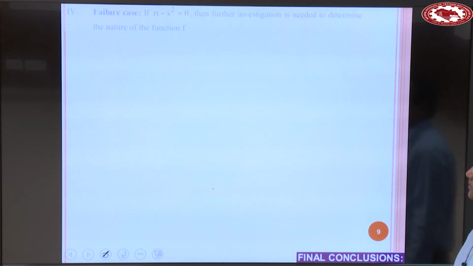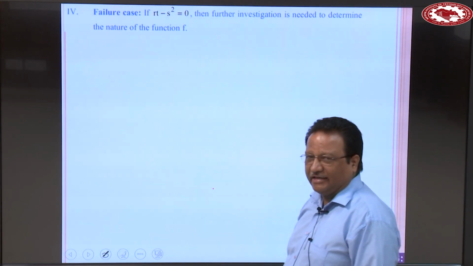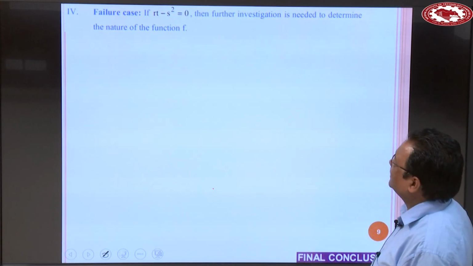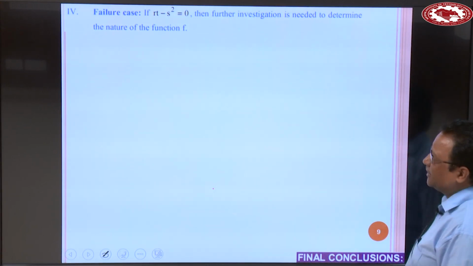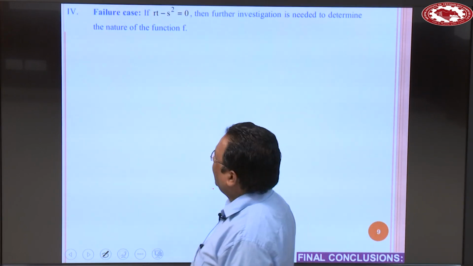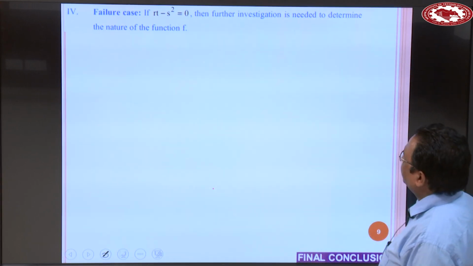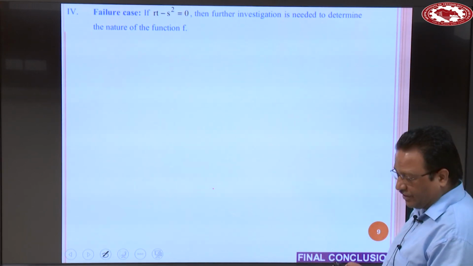So, final conclusion, failure case. Now, if r t minus s square is equal to 0, then further investigation is needed to determine the nature of the function f.